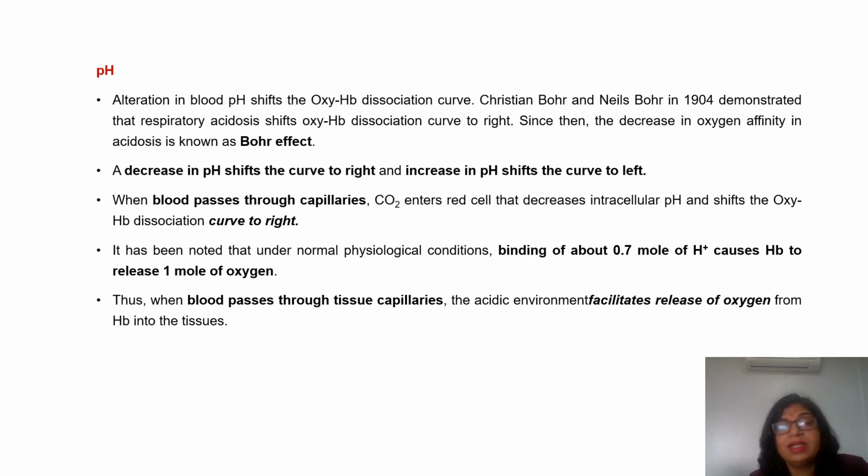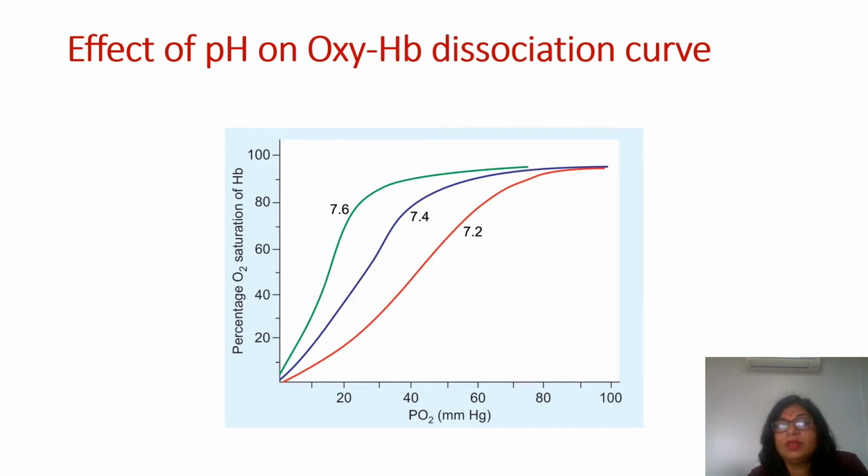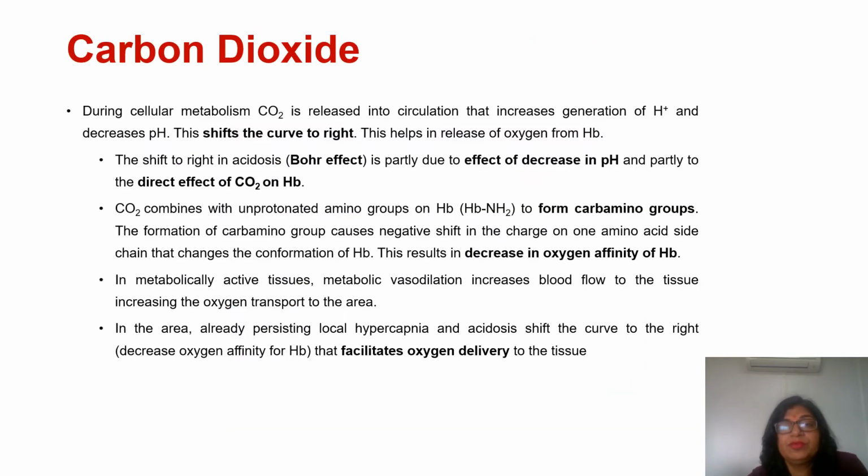It has been noted that under normal physiological conditions, binding of about 0.7 mole of H+ causes hemoglobin to release 1 mole of oxygen. So when blood passes through tissue capillaries, the acidic environment will cause the release of oxygen from the hemoglobin. Now you can see in this curve that if there is a decrease in pH, that is acidic pH, the curve will shift to the right. You can see the blue line, that is the normal, and on the left side is the alkaline pH. The curve has shifted to the left from the center.